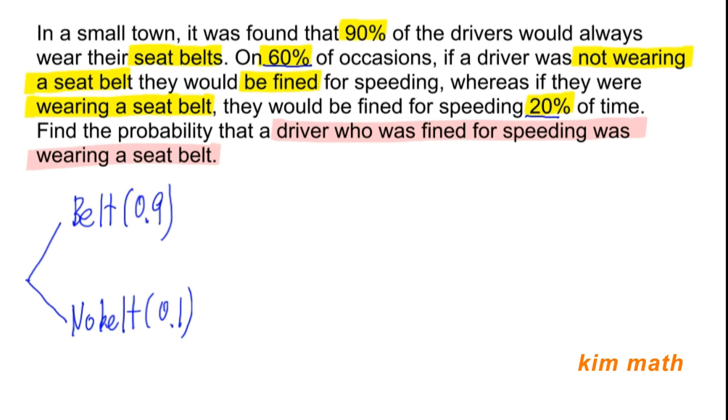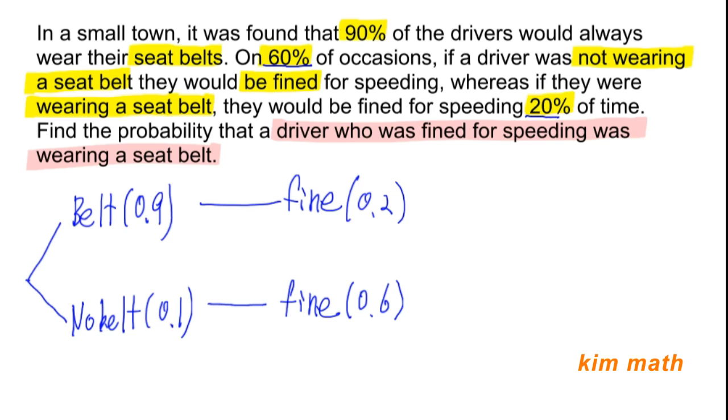On 60% of occasions, if a driver was not wearing a seatbelt, they would be fined. Wow. So out of this, you will be fined with 60%. Whereas if they were wearing a seatbelt, this situation, right? Now, what is the probable percent of a fine? 20%, right? So 0.2 here.